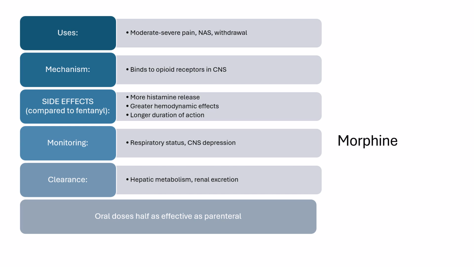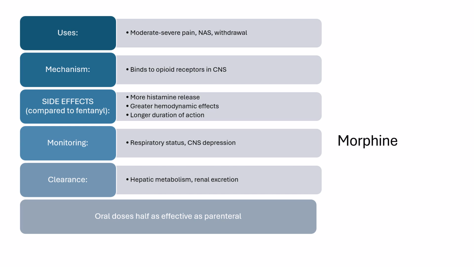Morphine is another common opioid. It's used for moderate to severe pain, neonatal abstinence syndrome, and iatrogenic withdrawal. Like fentanyl, it works by binding to opioid receptors in the CNS. Compared to fentanyl, morphine causes more histamine release, which can lead to greater hemodynamic effects, particularly hypotension. It also has a longer duration of action.